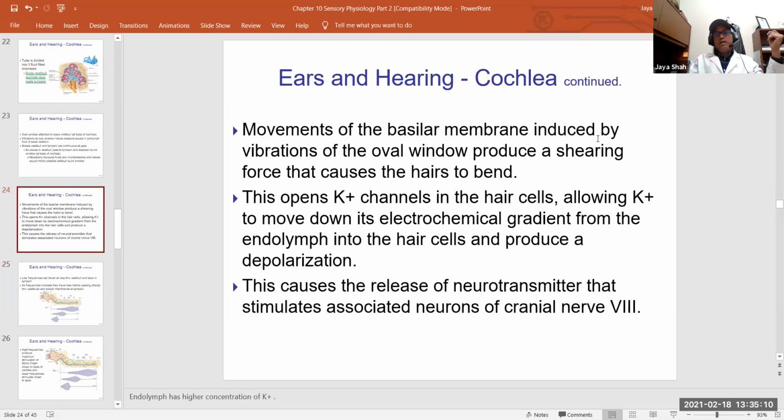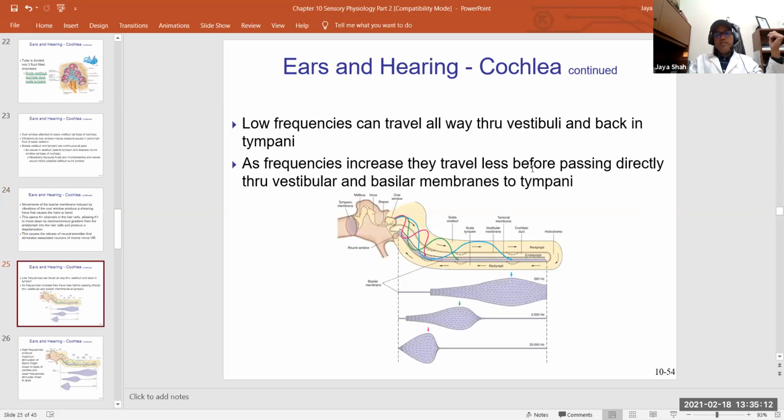Movement of basilar membrane induces this. Basilar membrane is here. This is the membrane. This membrane is called basilar membrane. Here, see? All the hair cells lie over the basilar membrane. Okay.